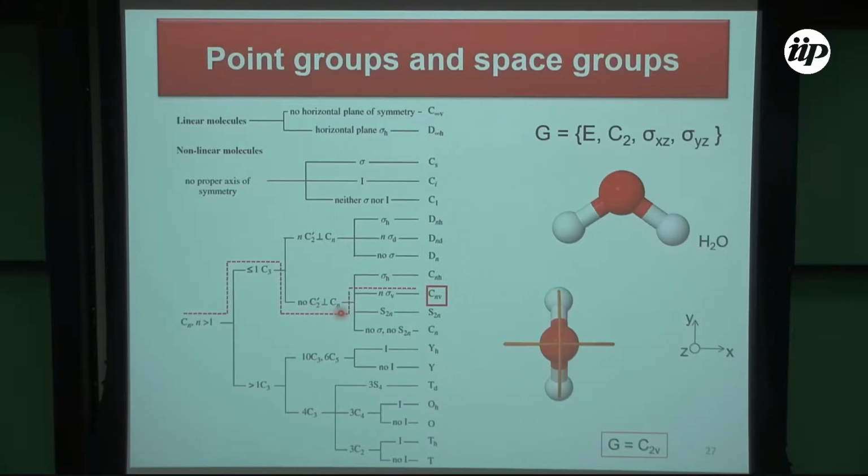So we go to this answer here. Is there a horizontal mirror? No. Is there a rotor reflection? No. Is there a vertical mirror? Yes. And do we have n vertical mirrors? Yes, we have two vertical mirrors. So this is a C2V. So we just follow this yes or no path, and then we go to the proper group that we are looking for.